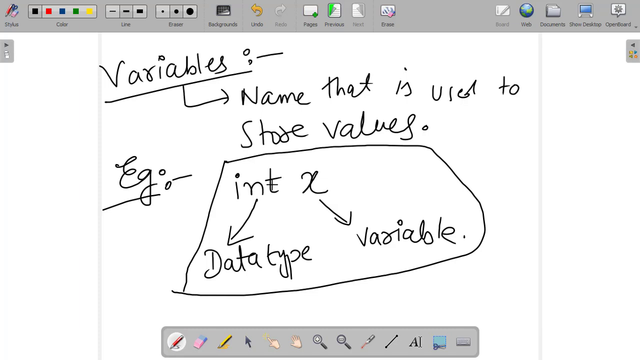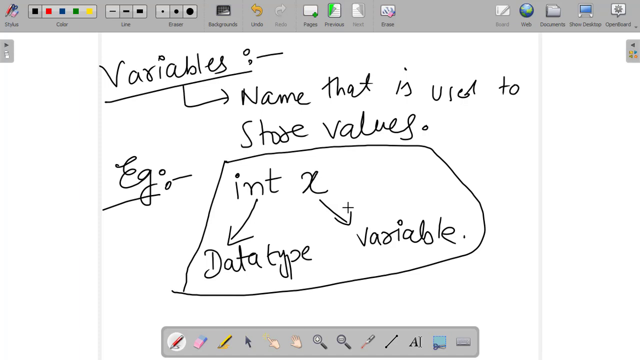We are specifying that it stores the type of integer, either the negative values or the positive values or the 0. We specified here int. It is of integer type. If we type here float, it is totally fine. If we write here double, totally fine. If we write char, totally fine. The second term here is x. X is the variable where the integer value is going to be stored.